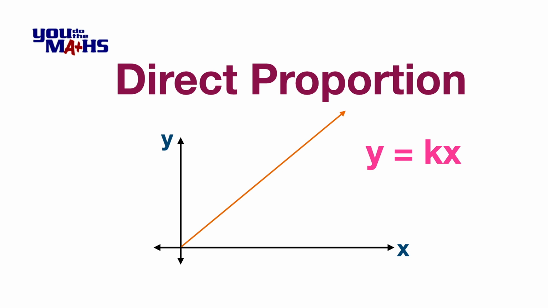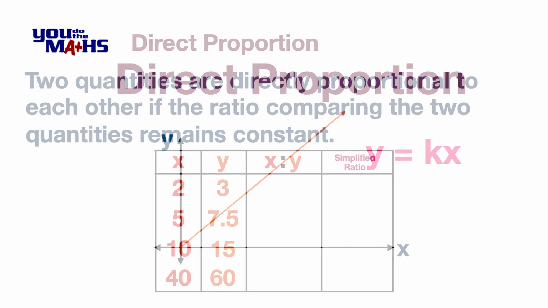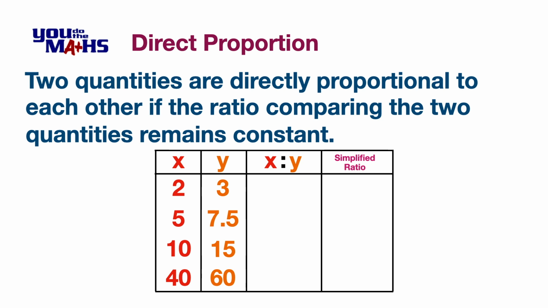One way to determine if two quantities are directly proportional to each other is to examine some values, like in a table shown here. What we want to do is compare the ratio between the two quantities and see if it remains constant. So in the first instance, our ratio between x and y is 2 to 3, and there's nothing much we can do to simplify that.